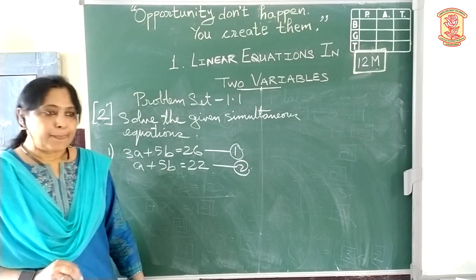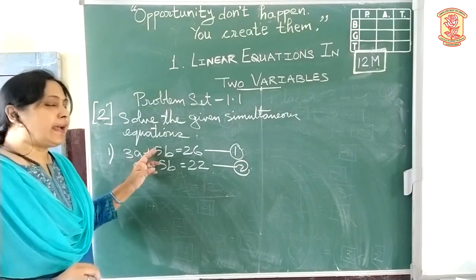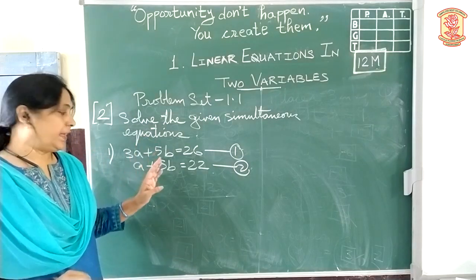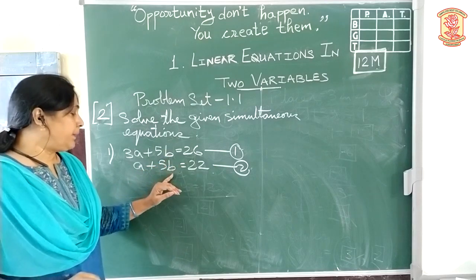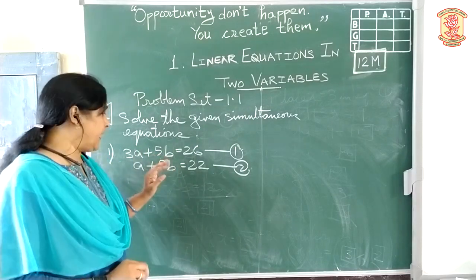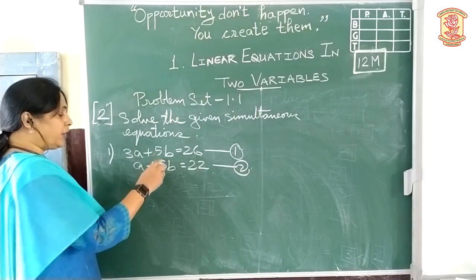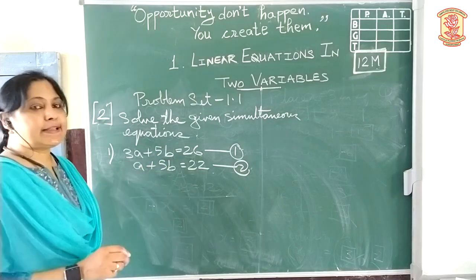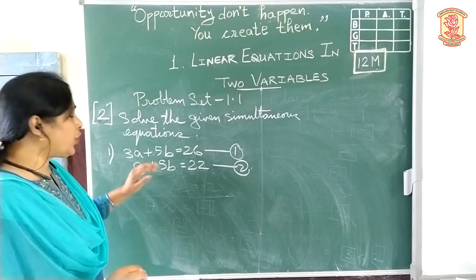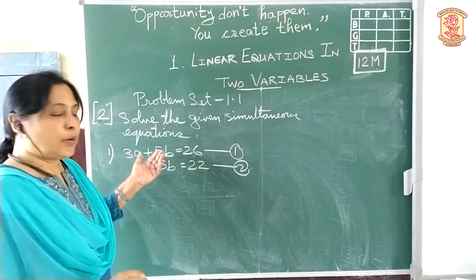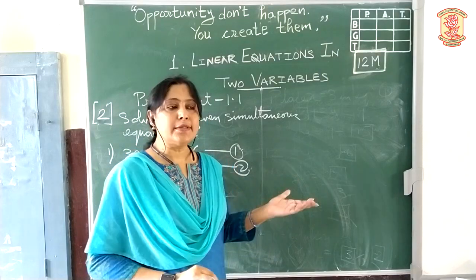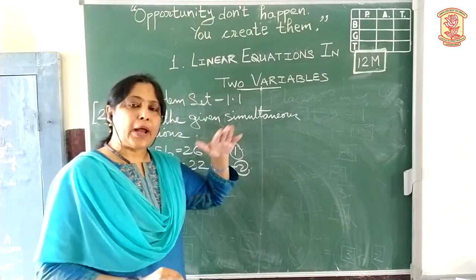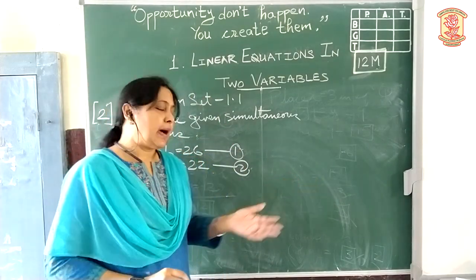Now here we have to equalize the coefficient of the same variable. If we see here, the coefficient of the variable b is already the same, that is 5. But here the sign of both the coefficients is plus. So to eliminate the terms, we need opposite signs. So how can we make it opposite? We have to subtract. That is, we always subtract the lower equation from the upper one.